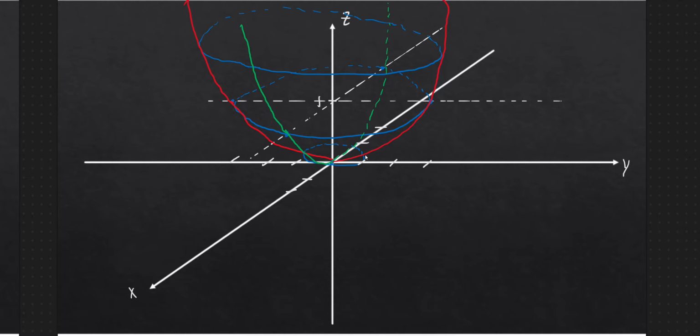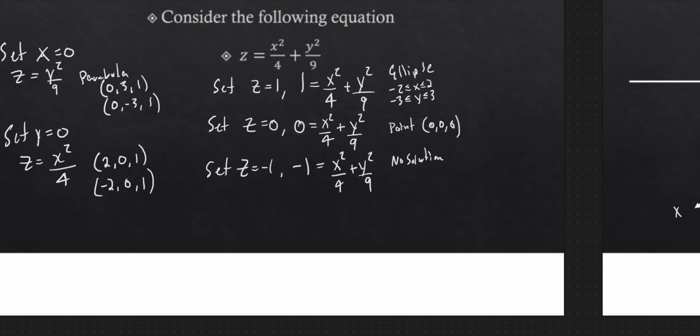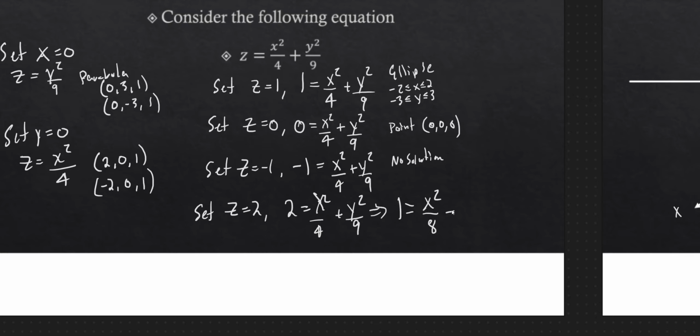I'm going to get tighter and tighter ellipses. And we can see that if we set z equal to 2, let's just work it out. What we'll end up with is 2 equals x squared over 4 plus y squared over 9. And this isn't the standard form for an ellipse, so what I need to do is divide everything by 2. 1 equals x squared over 8 plus y squared over 18.